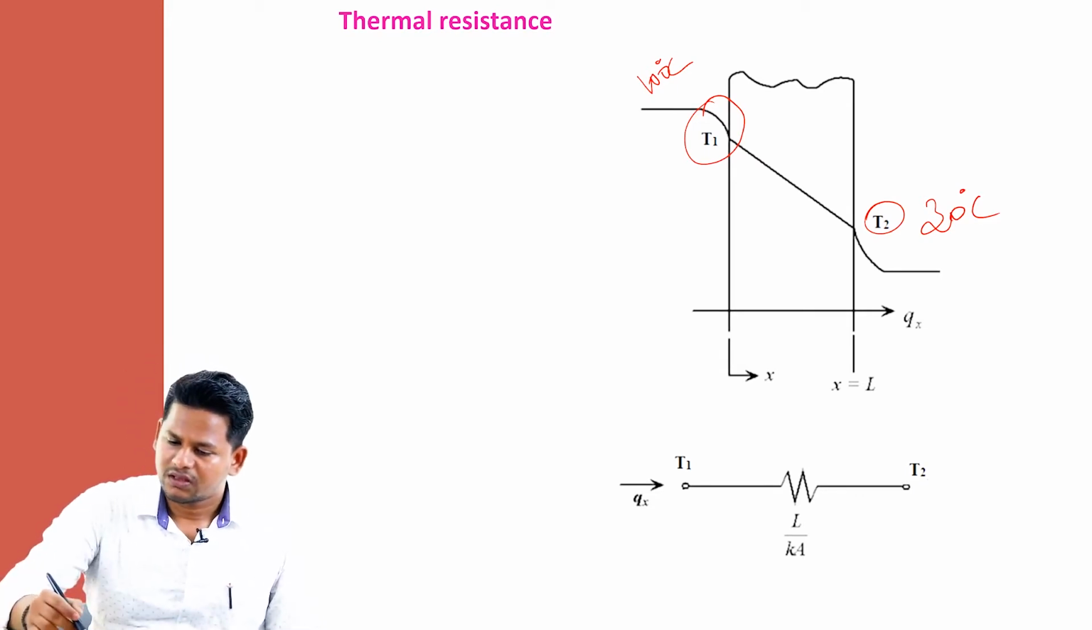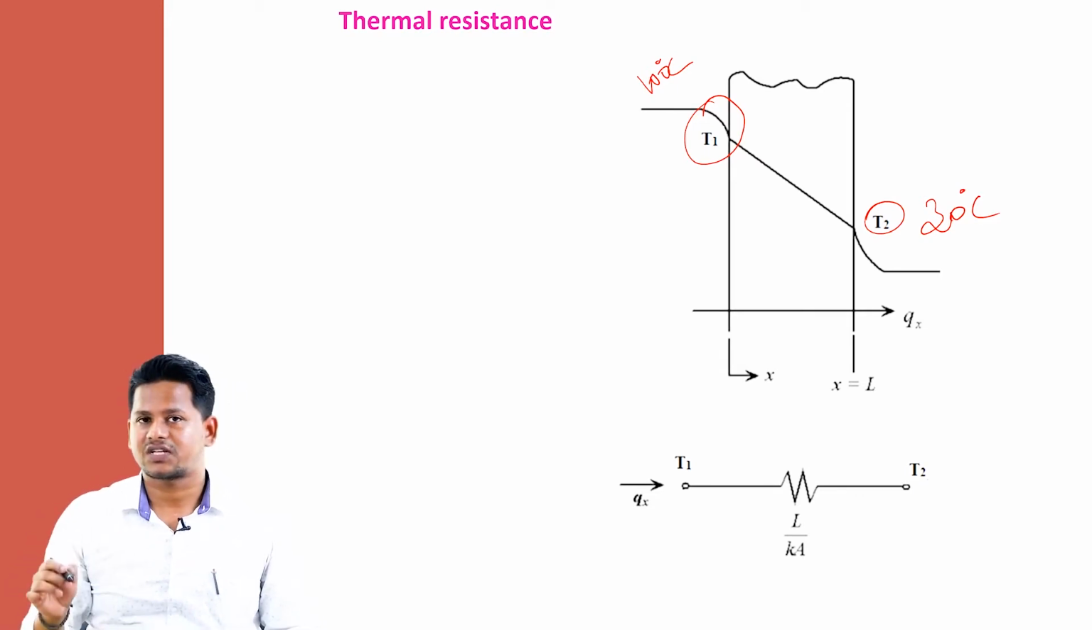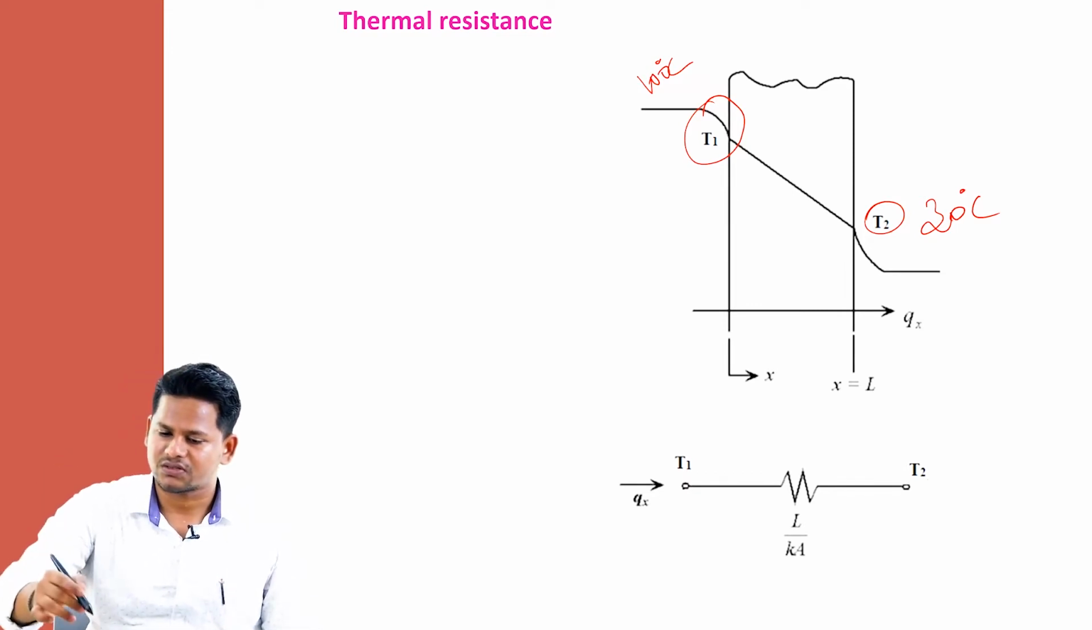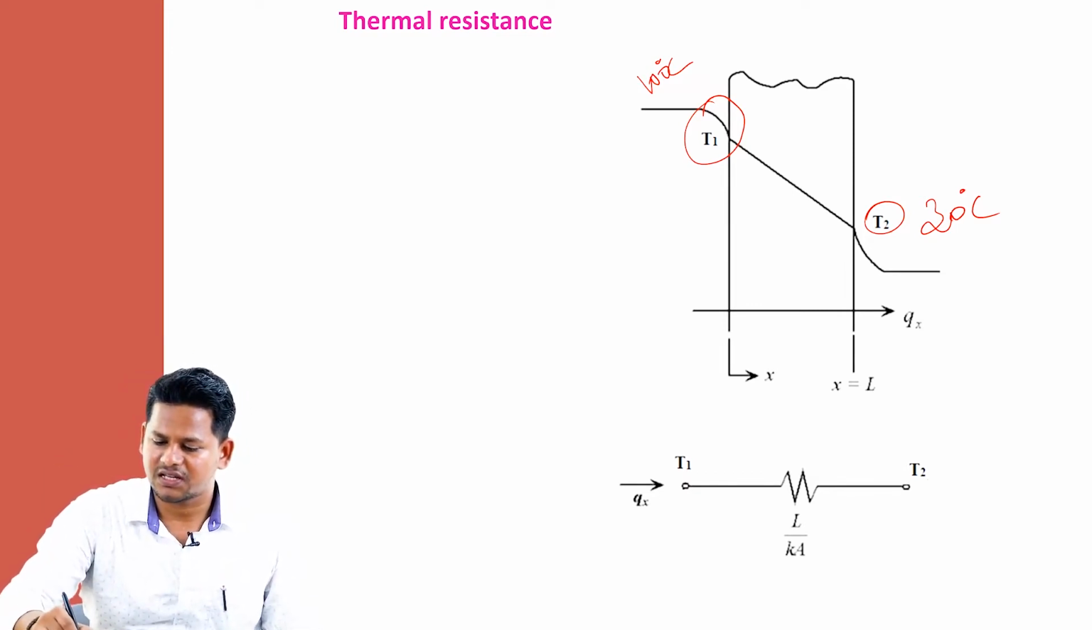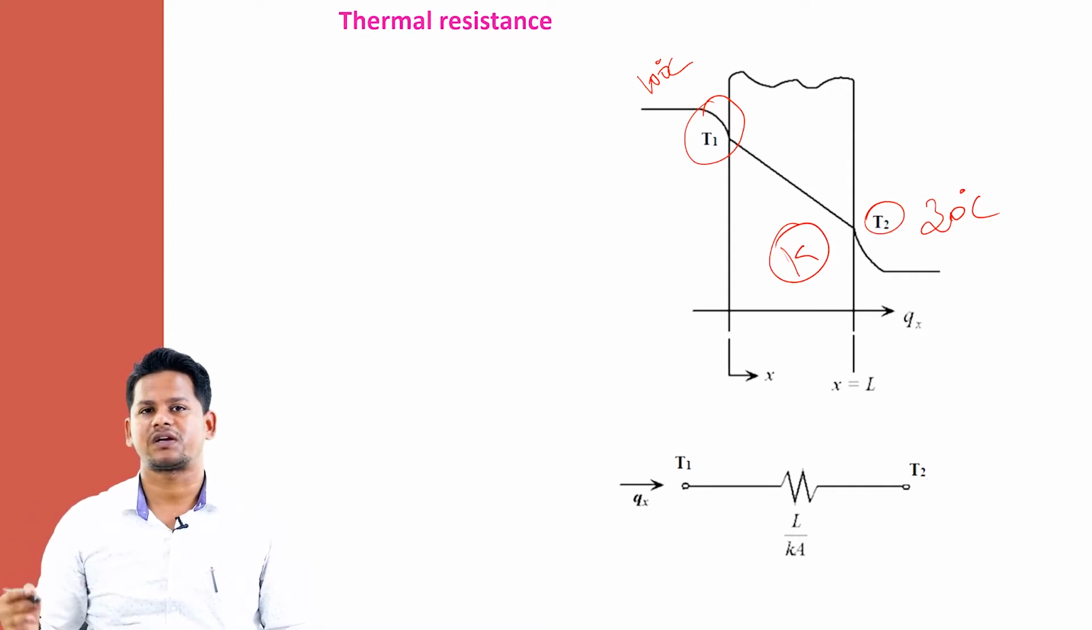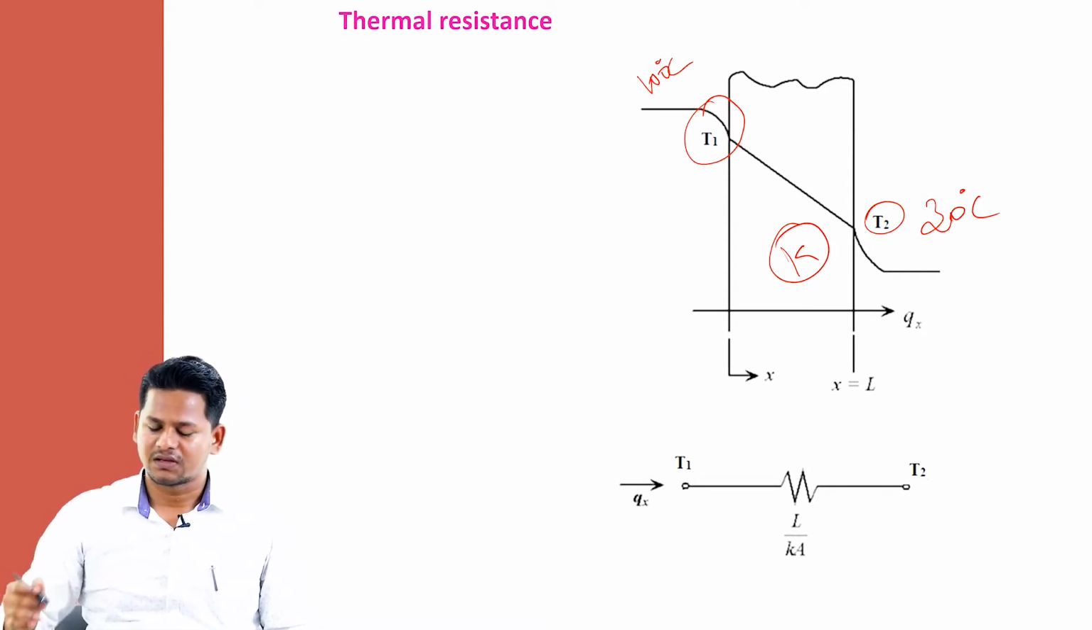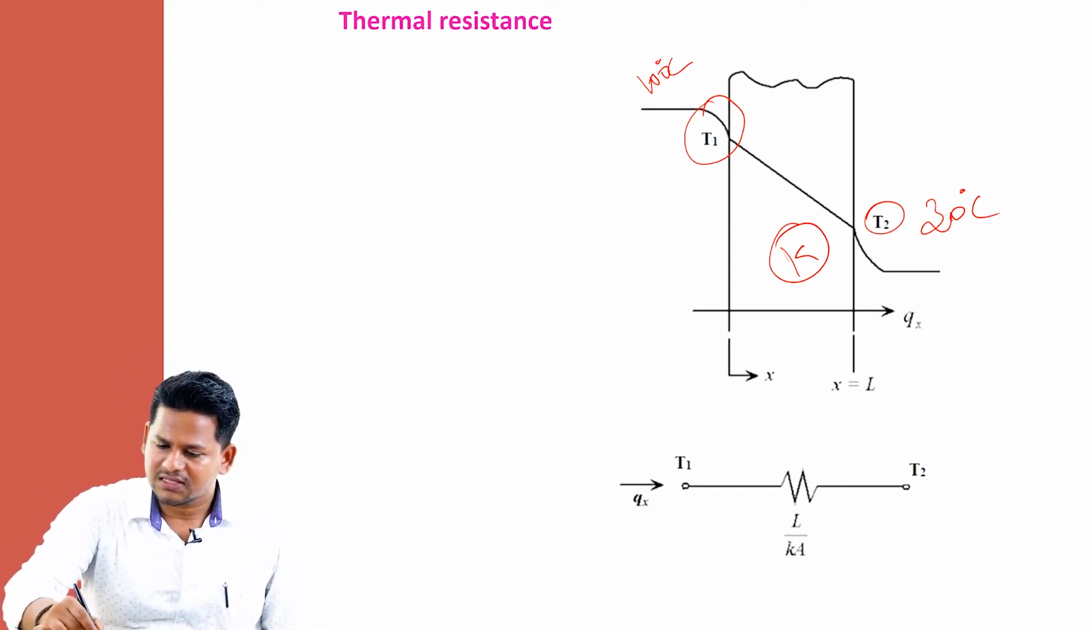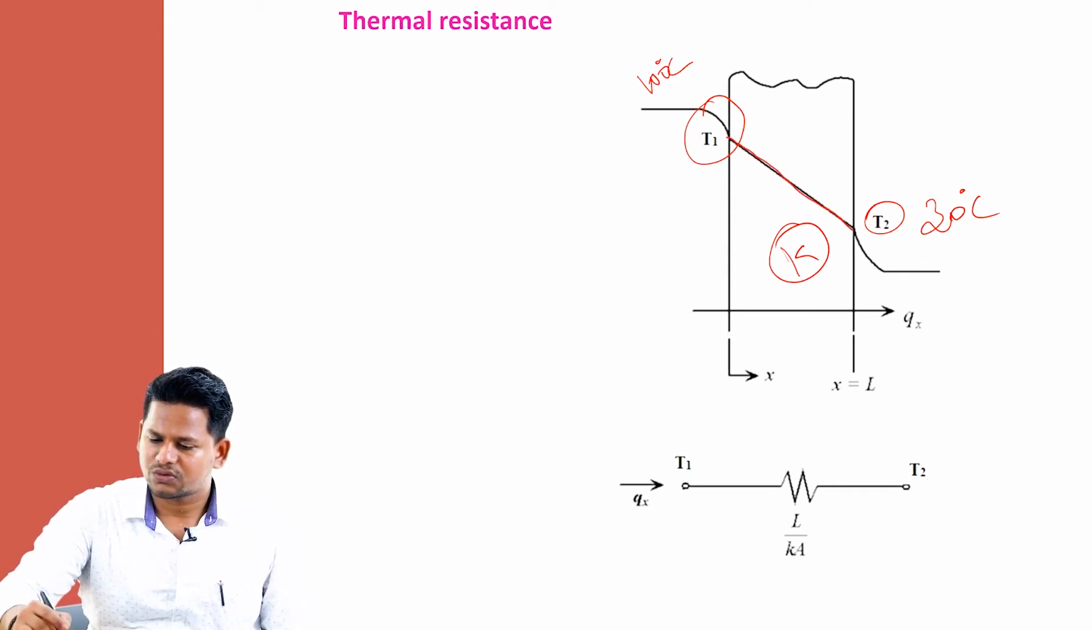Now we know the concept of heat transfer. Heat always flows from high temperature to low temperature. Let us assume this is a homogeneous material where K is constant. Approximately, let us assume it is 100 watt per meter Kelvin. So we are able to see that there is a slope, right? This slope is given by Fourier law of heat conduction.